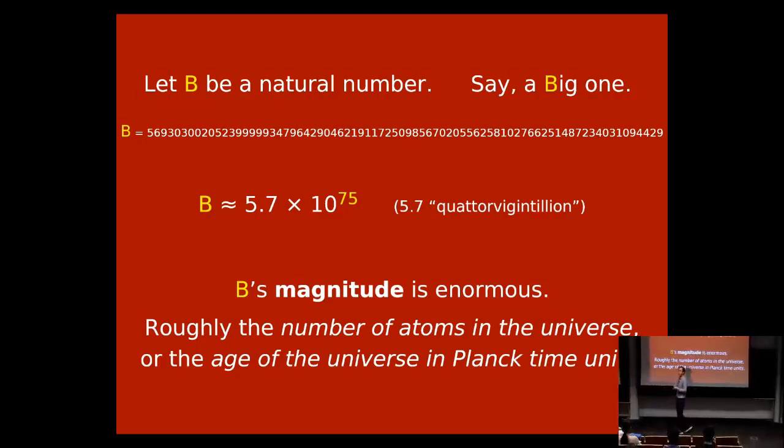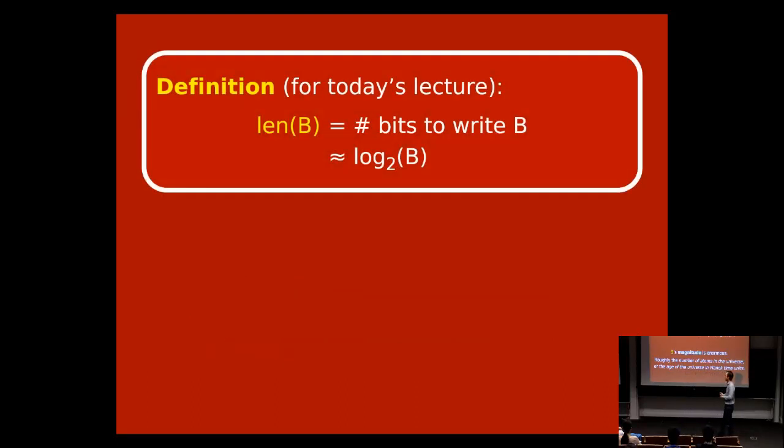Planck time is like the least amount of time. Apparently, time is actually discrete. So it's a very big number. I mean, the actual magnitude of this is bigger than any physical thing you can imagine.